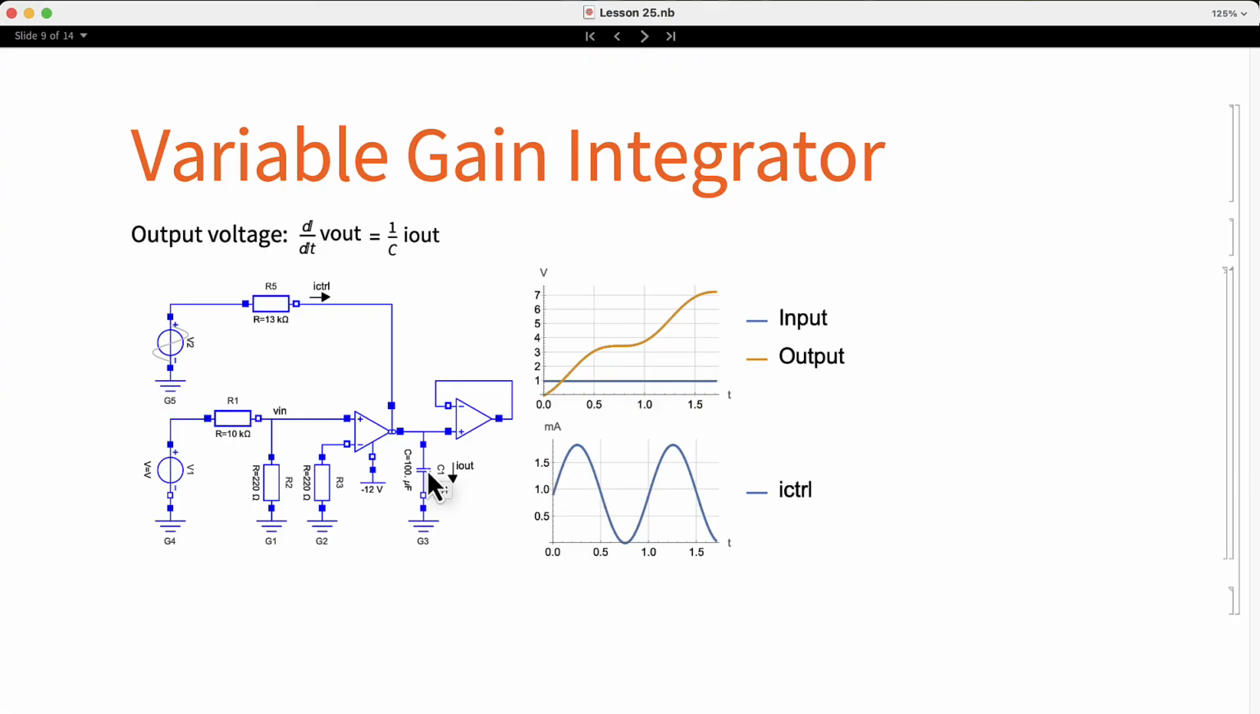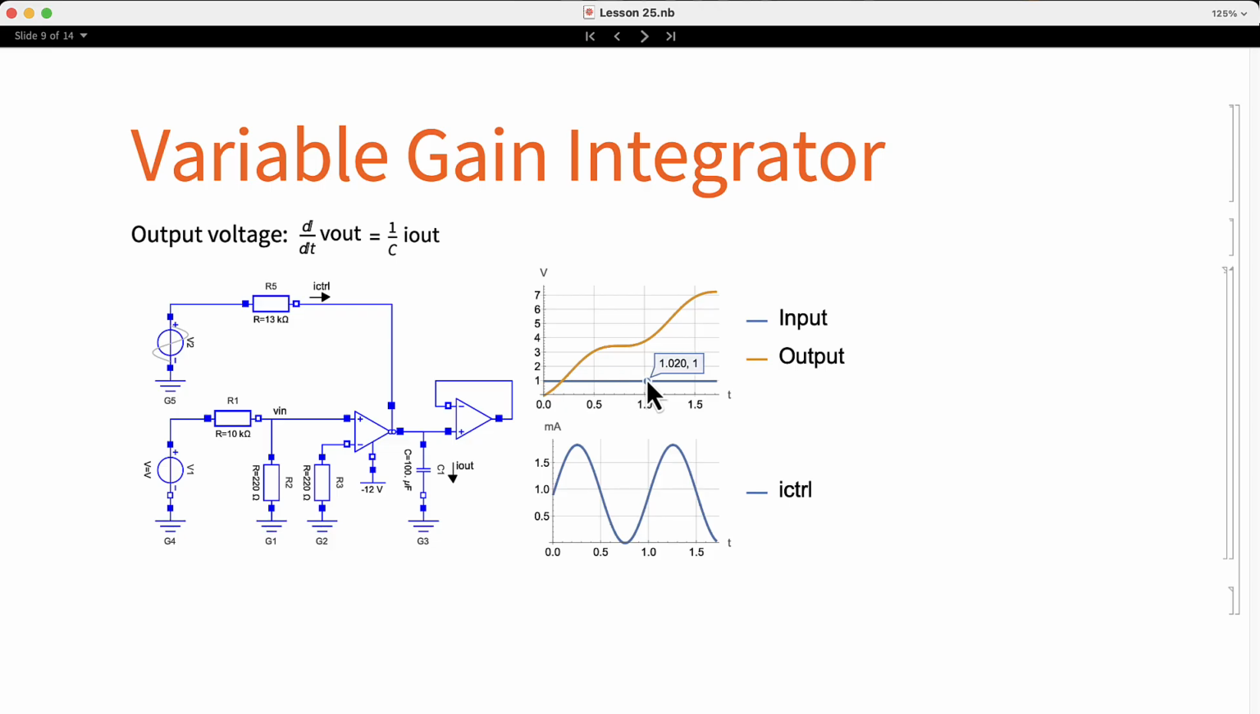If we take the same circuit and we change one component, the resistor at the output, and we place instead a capacitor, we get a variable gain integrator. If you remember one of the initial lessons, we learned that we can charge a capacitor using a current source. In this case, the output current goes into the capacitor, and according to the differential equation of the capacitor, we have an integrator. In the simulation, I have added as input a constant signal of 1 volt.